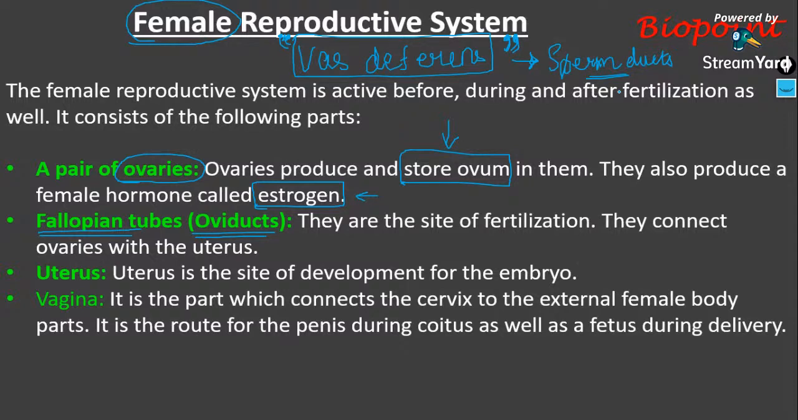Clear? Vas deferens is a sperm duct. Fallopian tube is the oviduct.